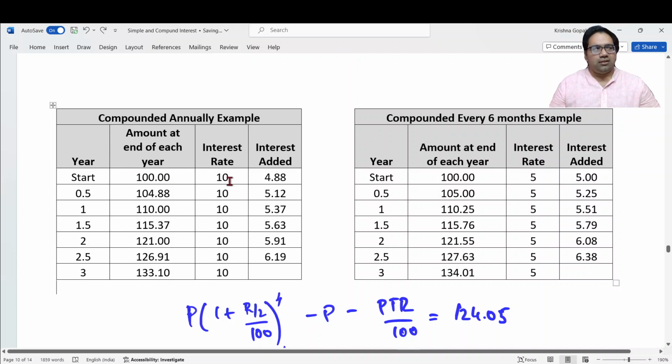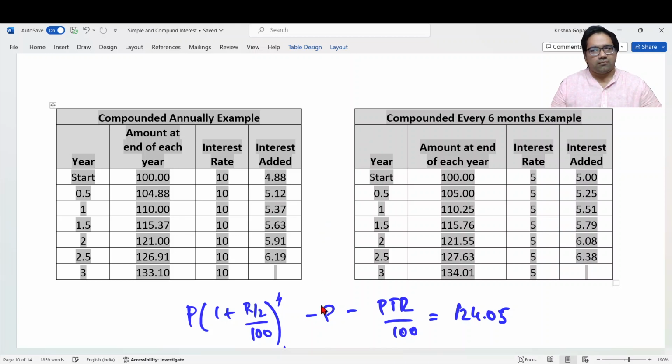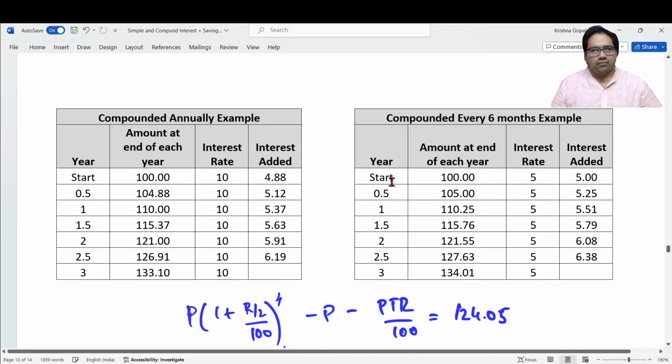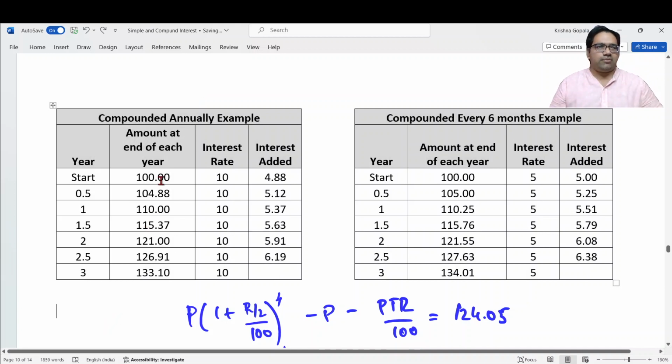We start with 100, interest rate is 10%. Then what will happen? In 1 year, 10% of 100, which is 10 rupees. This 10 rupees gets added, and at the end of 1 year, it becomes 110 rupees.